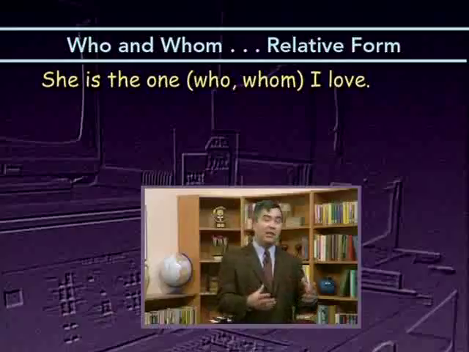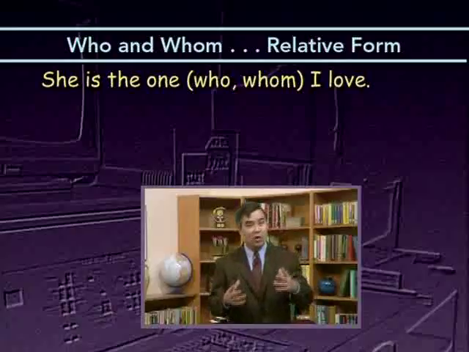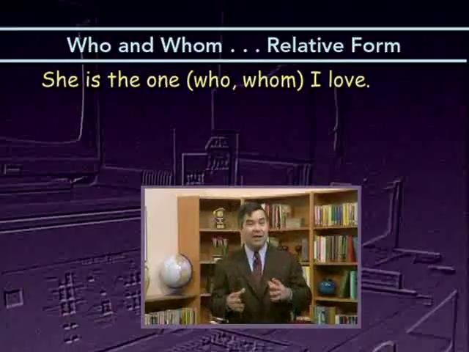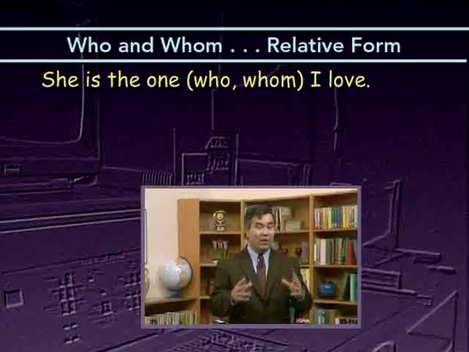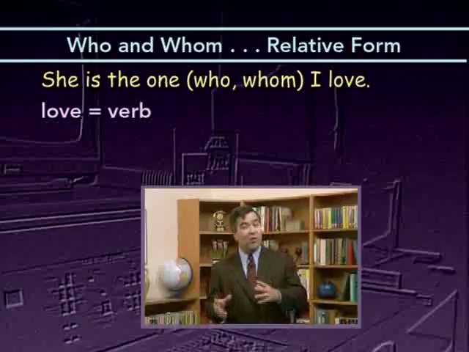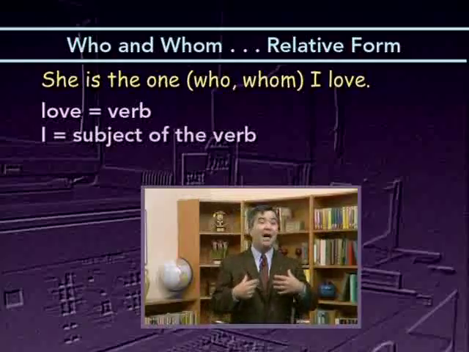Now, which is correct? Is it who or whom? Well, let's look at the subordinate clause, find the verb, and then ask who or what is the subject of that verb. The verb is love. Who or what is doing the loving? I am. I am the subject.